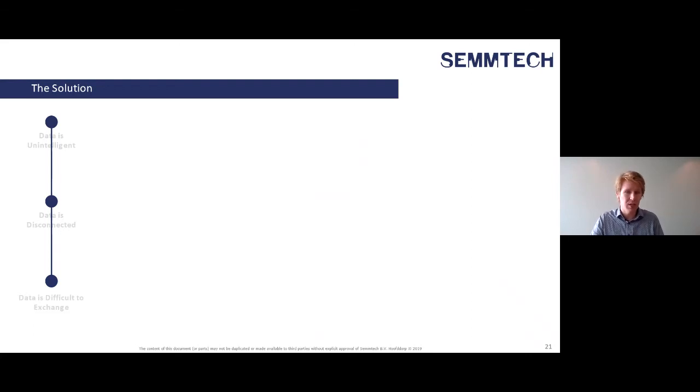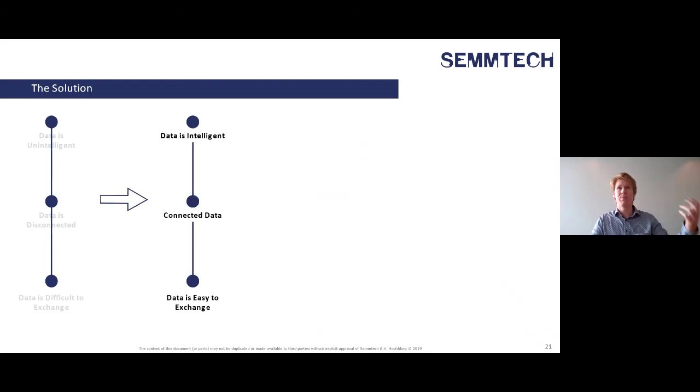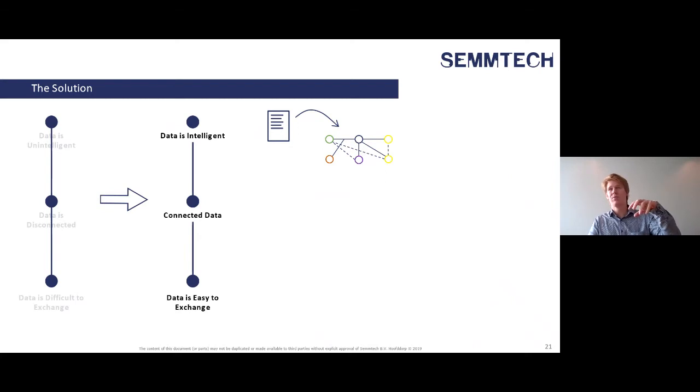Now, of course, how do we see our solution? Well, again, we flip it around. We try to make the data intelligent, connected, and easy to exchange. We make it intelligent by extracting the information not into our computers directly, but to instead store this information and structure it in an information model, which makes more sense and is structured in a way that the chances of interpretation are taken away.